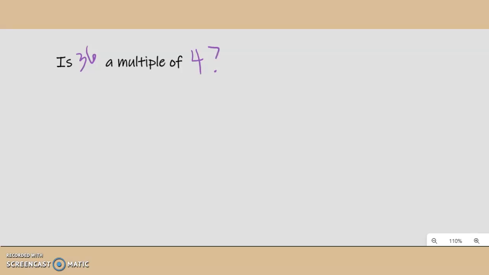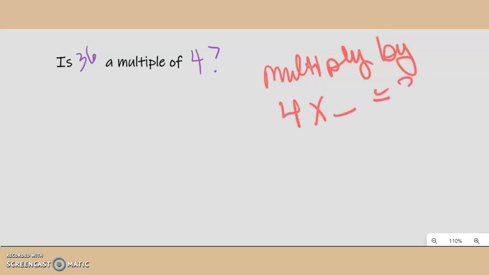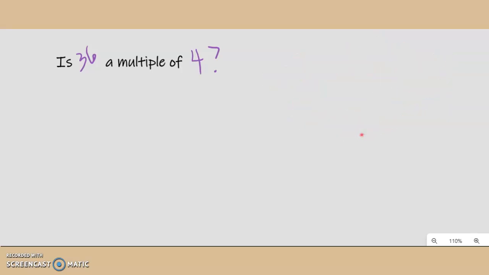So what you're going to do is start skip counting, or if you know all your factor pairs of 4, you will be able to know. So is 36 a multiple, meaning if you multiply 4 times something, will you get 36? That's the question. If you multiply by 4, will you ever get the answer of 36? That's kind of the question we're looking at.